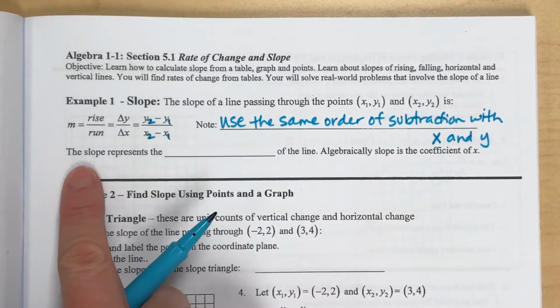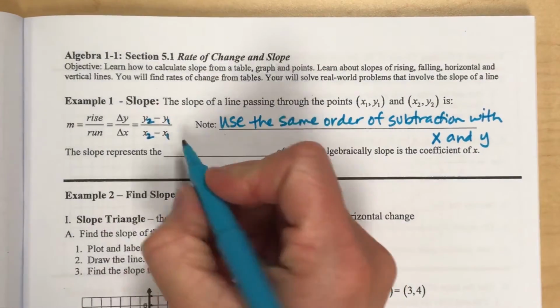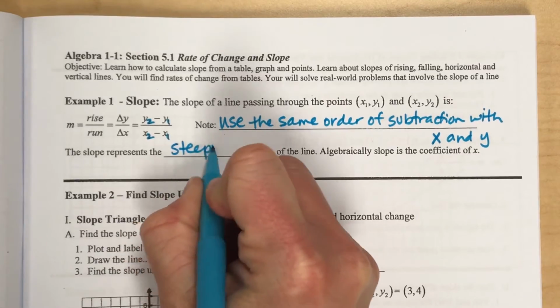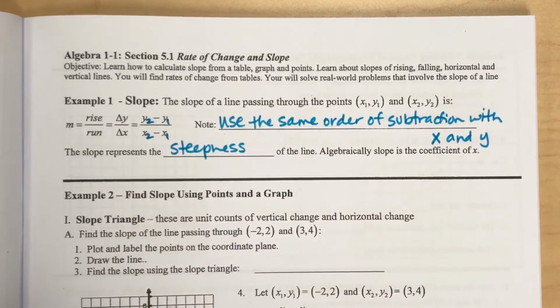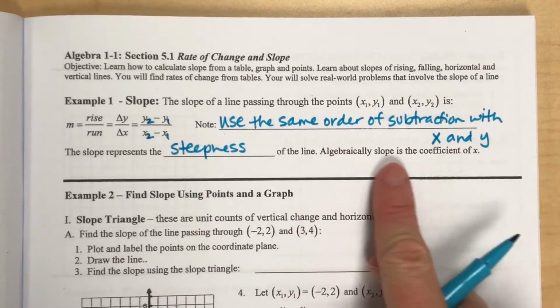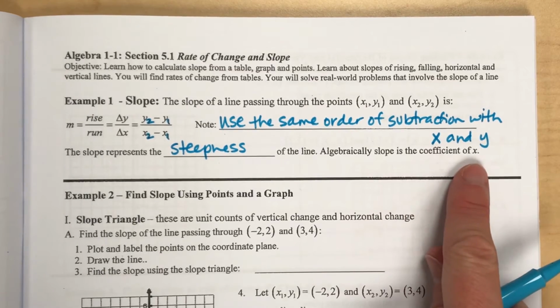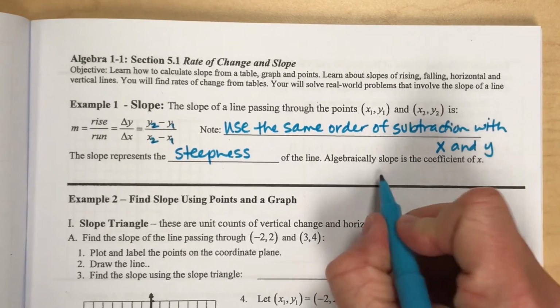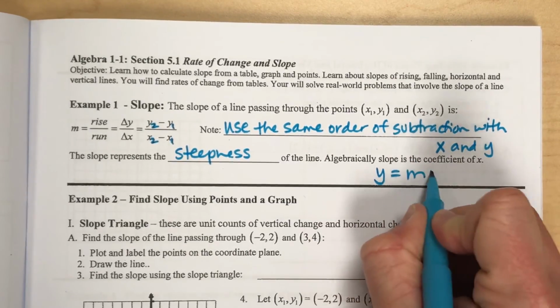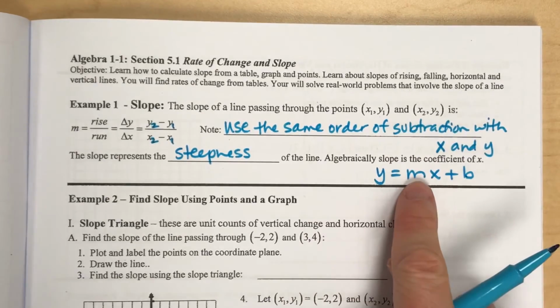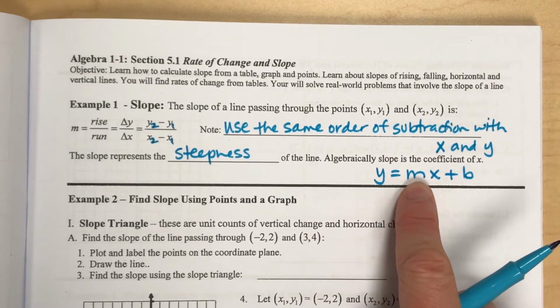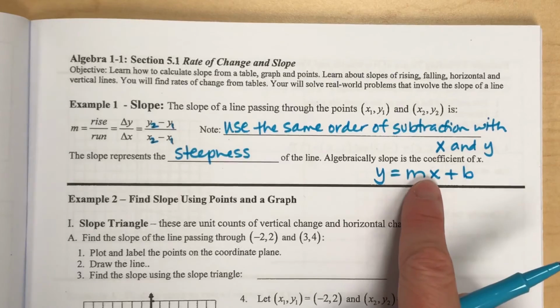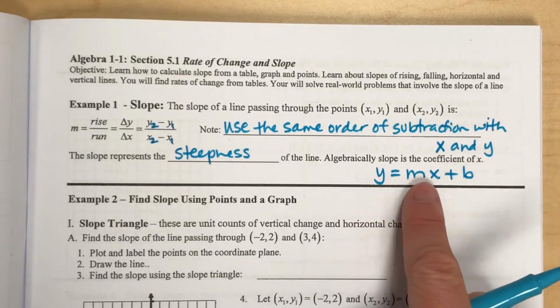And then it also says here the slope represents the steepness. So how steep your line is. And algebraically, the slope is the coefficient, meaning the number in front of the x term. And so we have this formula for linear algebra called y is equal to mx plus b. The coefficient m is the slope of your equation, which is the coefficient of the letter x.